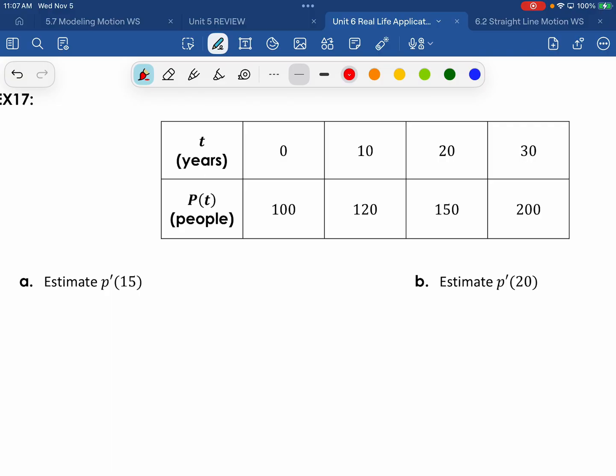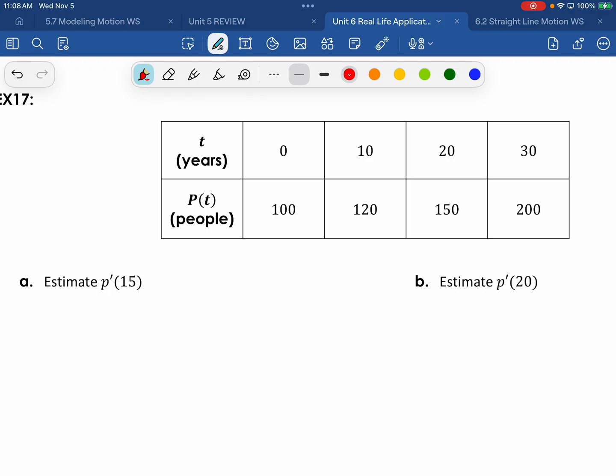On 17, this is also kind of bringing it back to some old stuff, but it applies to these real life scenarios because you're going to see these questions on the real life problems. It's going to give you a lot of words, and then it's going to say something like estimate p prime of 15. And all it's given me is this table. What a lot of people see is they see p prime and they want a function that they can take a derivative of. But I don't have a function that I can take a derivative of. All I have is a table. So how can I estimate the derivative?